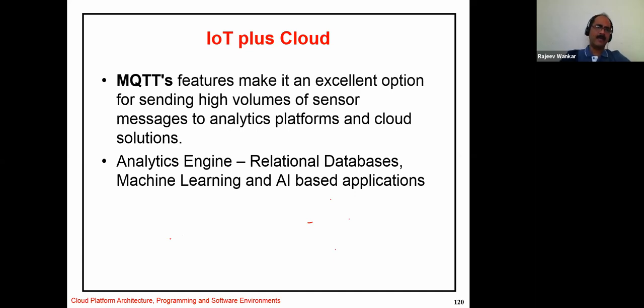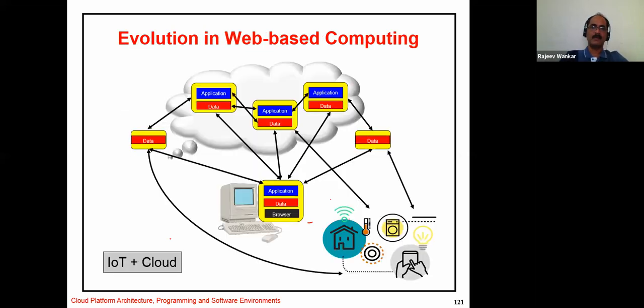This is short. MQTT is one of the good options for sending a high amount of data, but there are several other protocols also available. And probably you would have gone through this in these FDPs, where they can perform the analytics once this data has been captured and is available in cloud solutions. So you can have the analytical engines on the cloud, like regression, machine learning and AI-based applications. Even it can come down slightly from the cloud and then you can actually work on it.